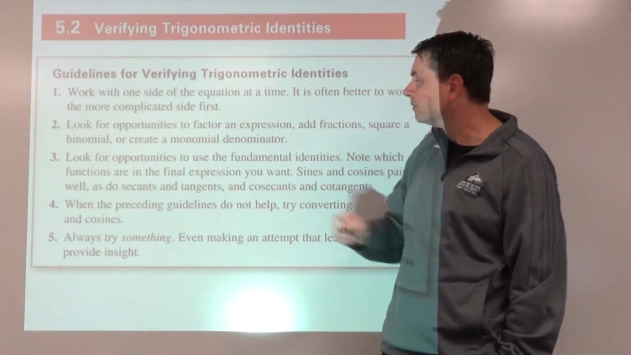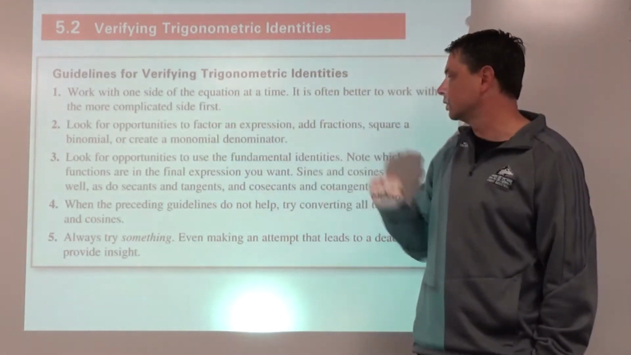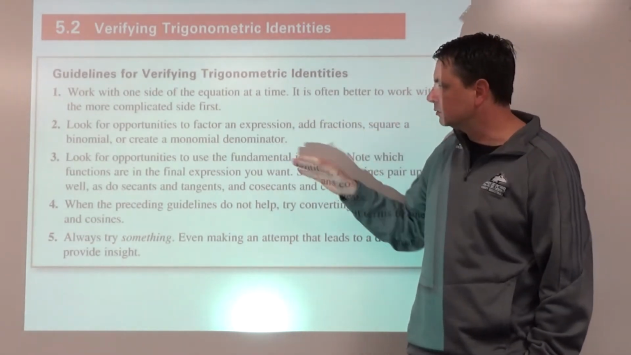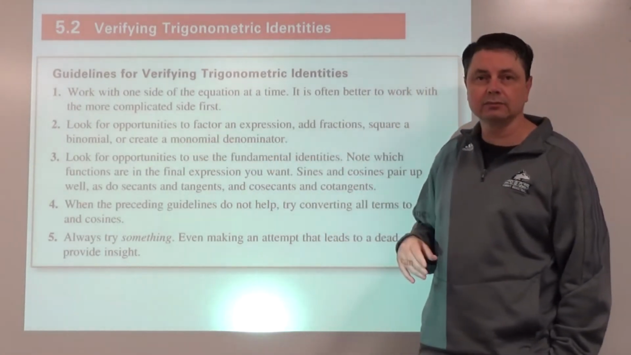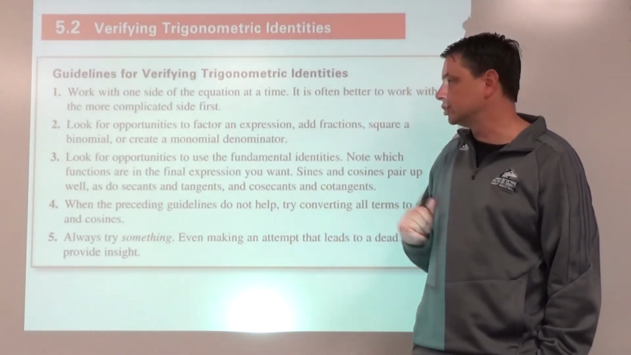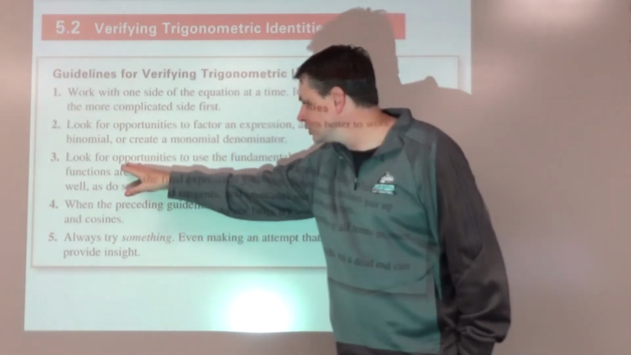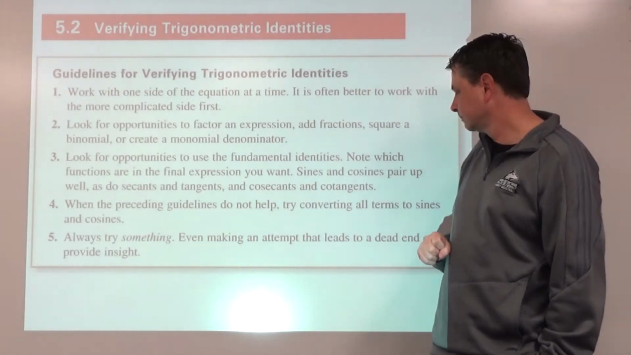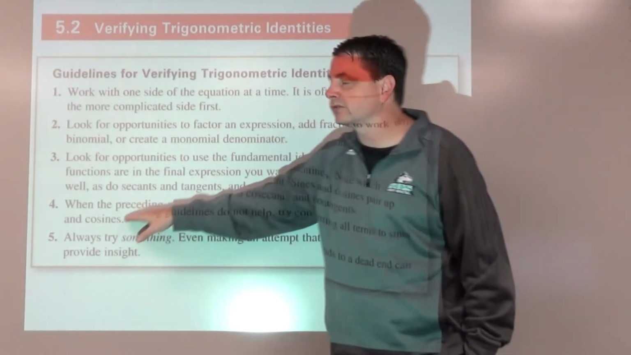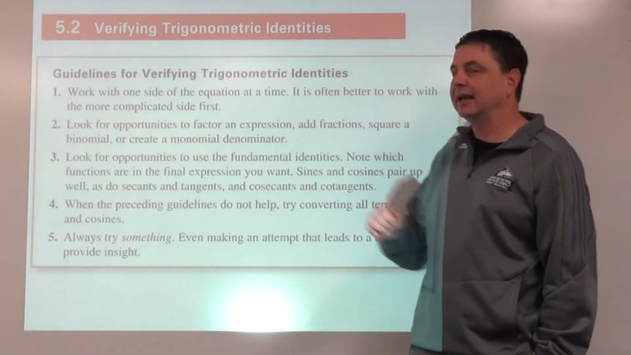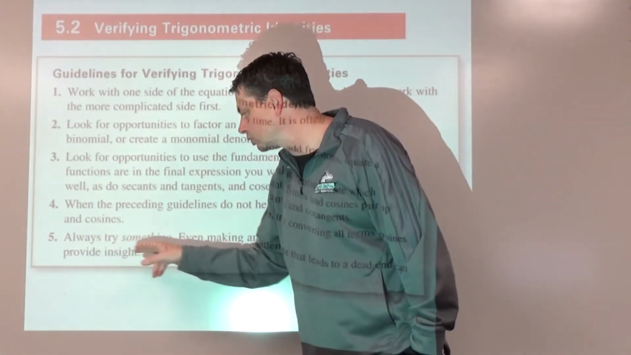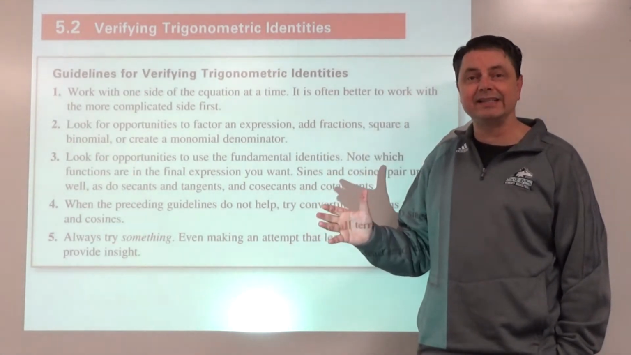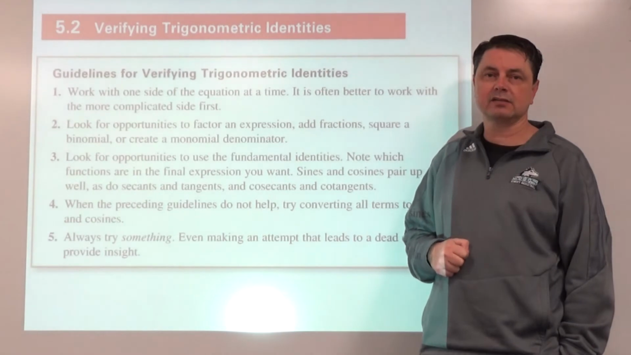correct way. Look for opportunities to factor, add or subtract, square a binomial, create a monomial denominator, okay? Maybe using a conjugate. Look for opportunities to use the fundamental identities. You can try getting in terms of sines and cosines only. And probably the most important one, always try something. Even if it doesn't get you there, it might give you an idea of what you might be able to try next.